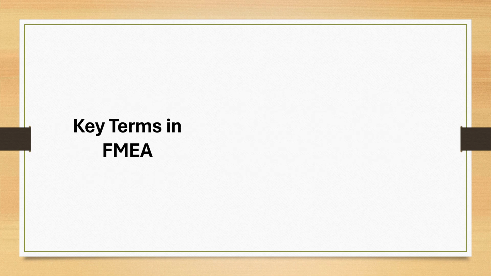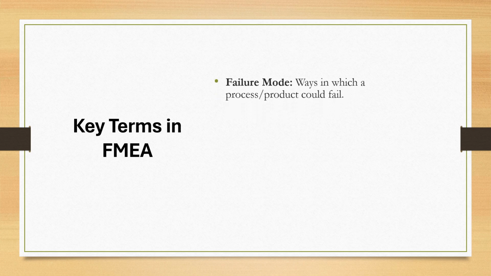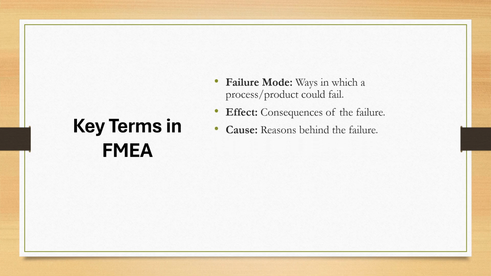So now here we will discuss the key terms in FMEA tools, right? So first one is the failure mode. So this refers to the ways in which a process or product could fail. Next one is the effect. So these are the consequences or outcome of the failure, right? Which often impact quality, safety, or performance. Next is cause. So the underlying reason or root cause behind the failure.